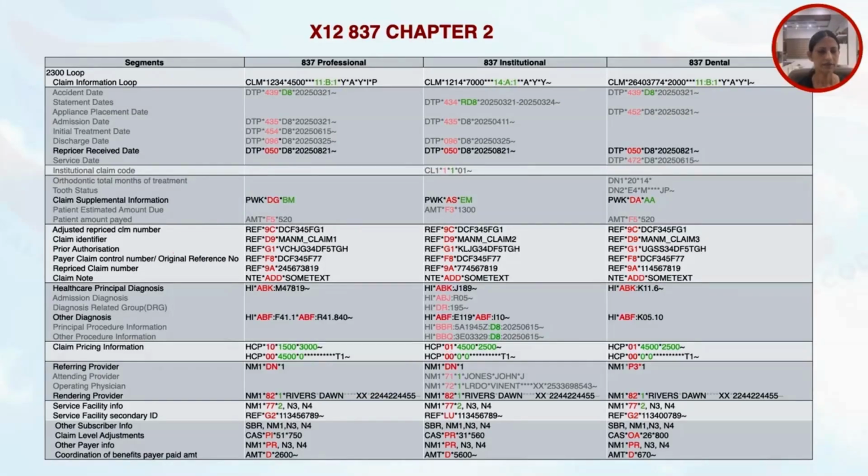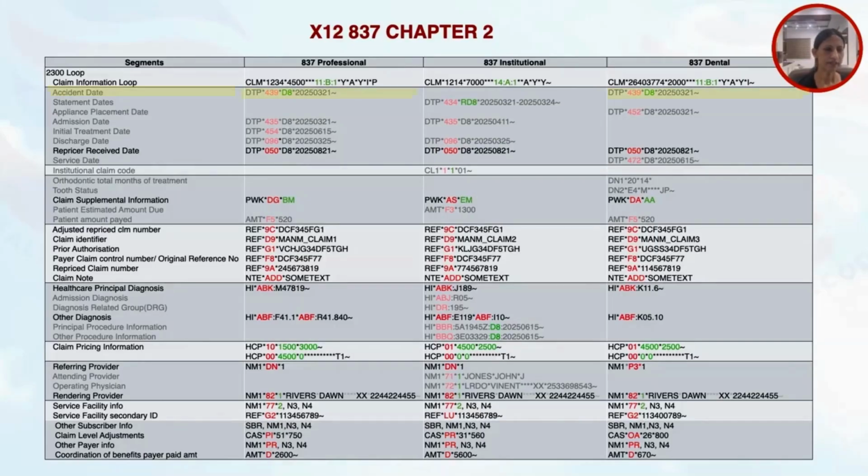Then some of the important claim specific dates are also part of this loop. These segments have the date time qualifier code in DTP01. The format qualifier code is in DTP02. The format qualifier code can be D8 or RD8. The actual date value goes in DTP03.